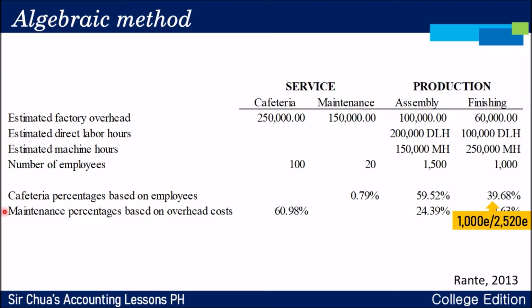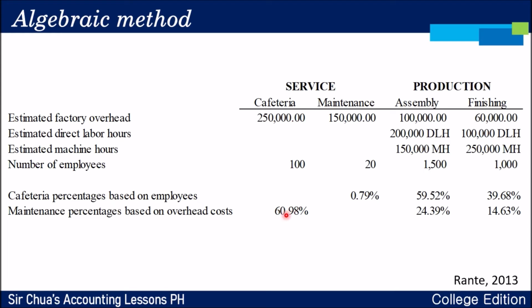Sa maintenance naman po is nakabase po sa overhead cost. Yun nga lang po, kanina po kasi pag direct method, kung ano yung cafeteria cost, diretso na sa assembly finishing. Kung ano yung maintenance cost, diretso na sa assembly and finishing. Kapag ka naman po step method, yung cafeteria, bibigyan mo muna si maintenance, tas meron na rin si assembly tsaka si finishing. Tapos, pagdating naman kay maintenance, bibigay mo na kay assembly and finishing na lang. Pag algebraic method po, magbibigayan silang dalawa. Okay? Magbibigayan si cafeteria at si maintenance. So, kasama po si cafeteria sa lalagyan mo ng percentage.